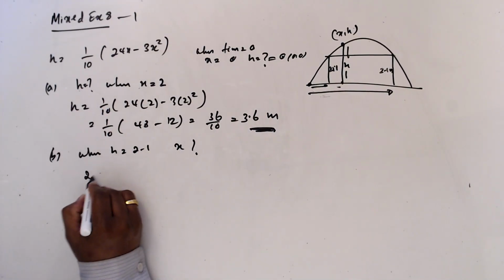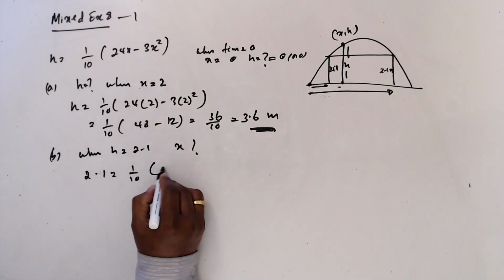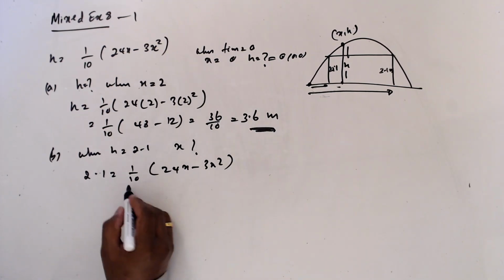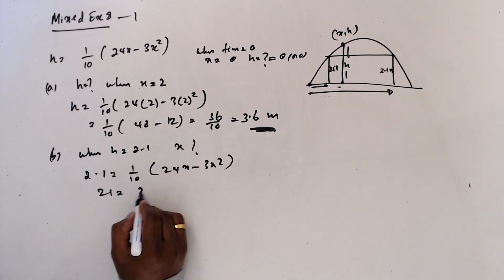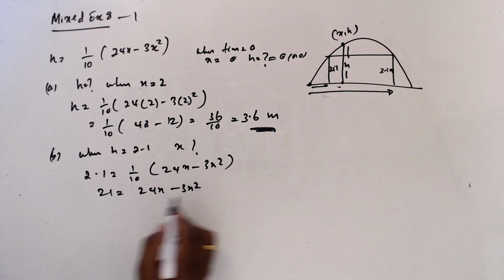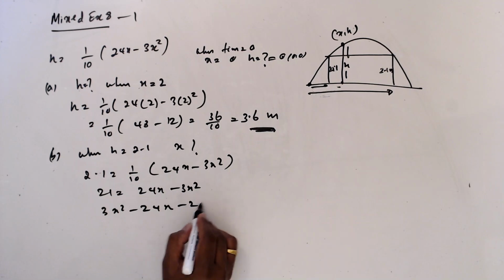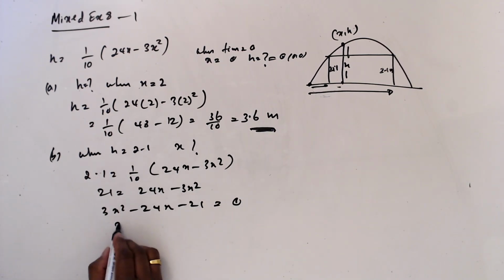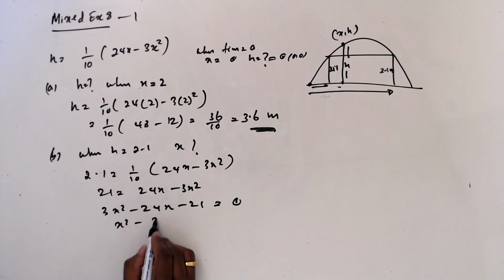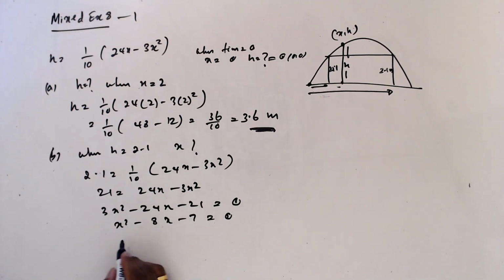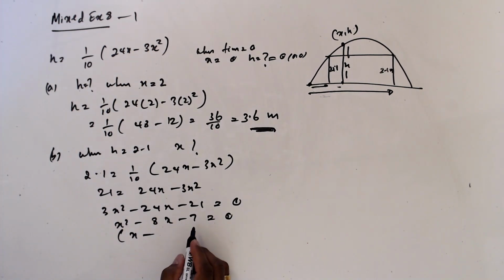We substitute here: 2.1 equals 1 over 10 times (24x minus 3x squared). So this becomes 21 equals 24x minus 3x squared. Then this is 3x squared minus 24x plus 21 equals 0. I can divide by 3: x squared minus 8x plus 7 equals 0. So this is going to be (x minus 1) and (x minus 7).